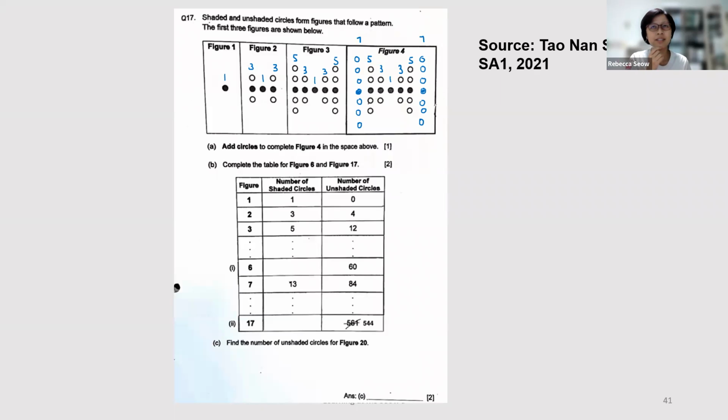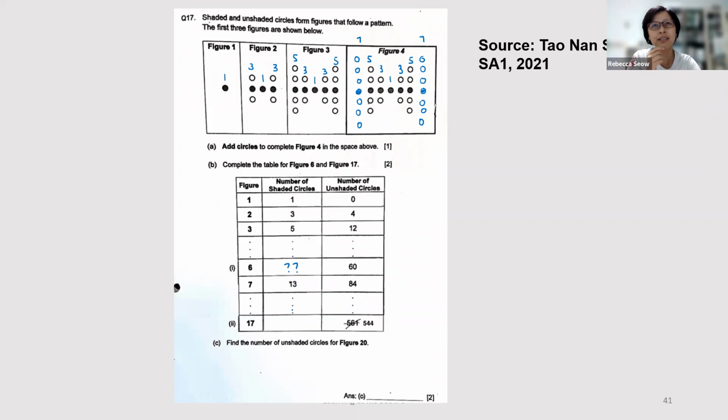Complete the table for figure 6 and figure 17. So figure 6, we want to find out the number of shaded circles. So how exactly are we going to get this answer? Let's take a look at the numbers given. We have 1, 3, 5, and as you can see, it looks like the numbers are increasing 2 at a time. For figure 6, it should be quite easy to figure out the number of shaded circles if we were to count on. That means if we keep adding 2 to the number before, we should end up with the answer in no time.